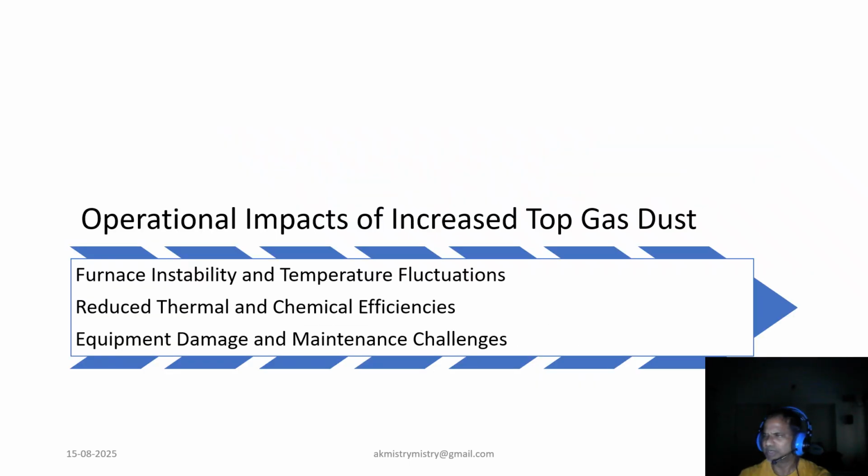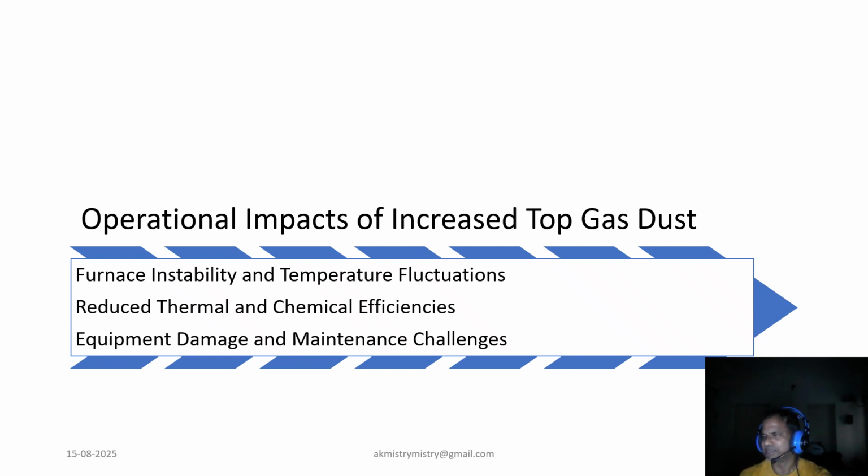Now coming to the operational impact of increased dust, we can say that increased dust affects operations in three major ways. So what are those ways? The ways are furnace instability and temperature fluctuation. This will inevitably reduce thermal and chemical efficiency as temperature fluctuation is there and the furnace is unstable.